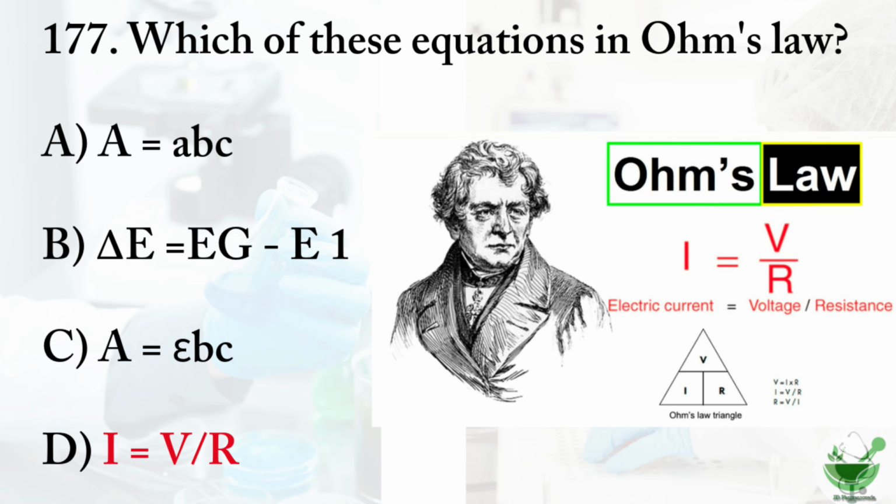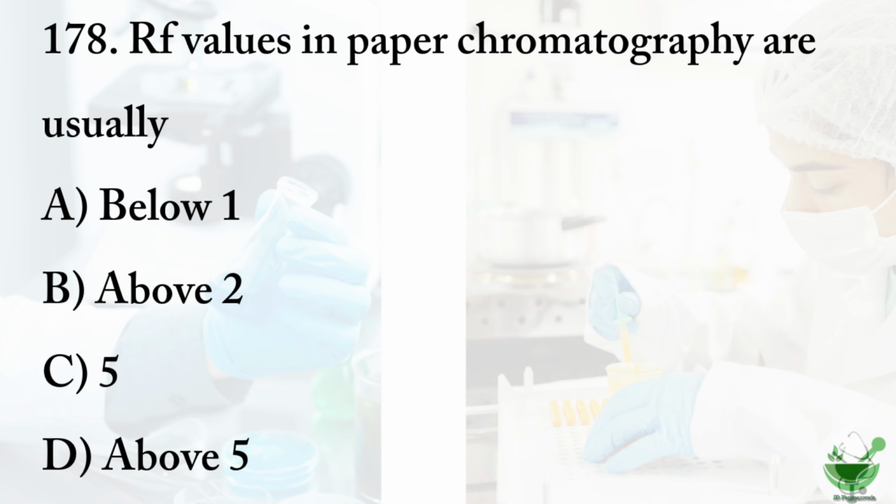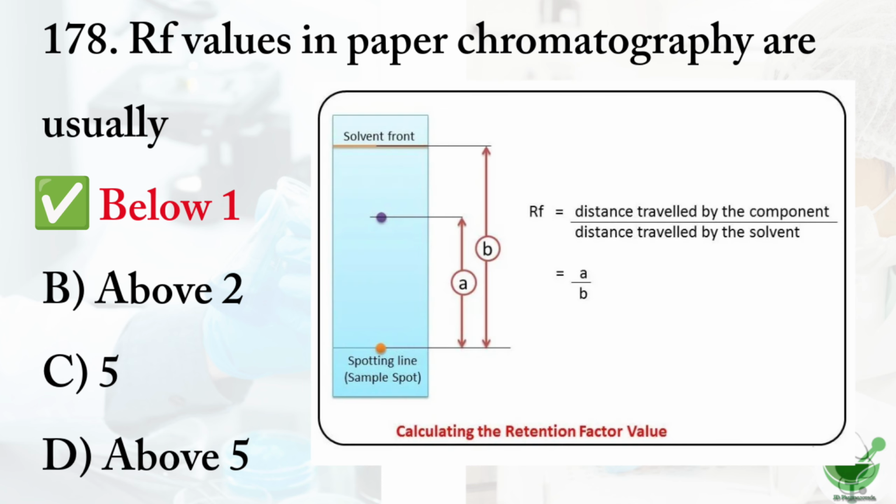Next question. RF values in paper chromatography are usually, the given options are A below 1, B above 2, option C 5 and option D above 5. So the correct answer is option A below 1. So the RF values in paper chromatography are usually below 1.